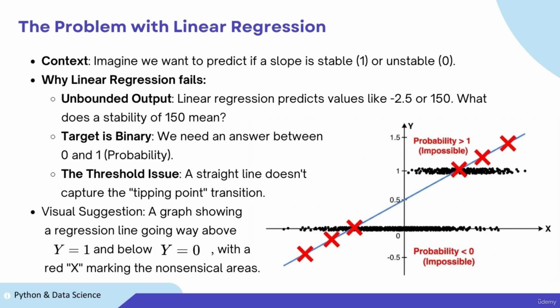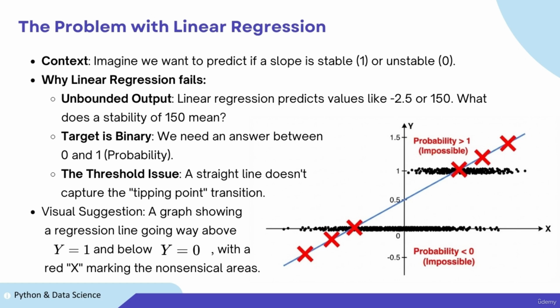Let's start with a thought experiment. Imagine we want to predict if a slope is stable, which we call 1, or unstable, which we call 0. Why can't we just use the straight line from linear regression? Look at the graph. A straight line goes to infinity. If the slope is very steep, the line might predict a value of 1.5. What does 150% stable mean?